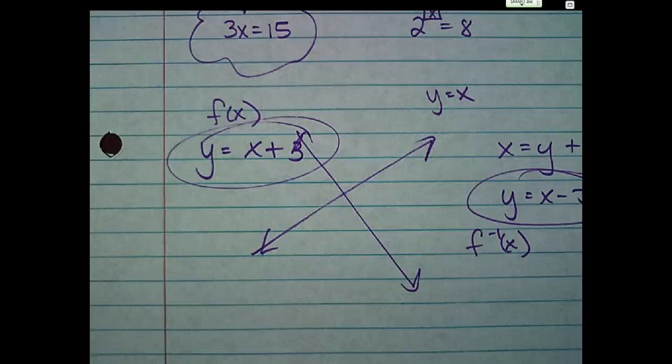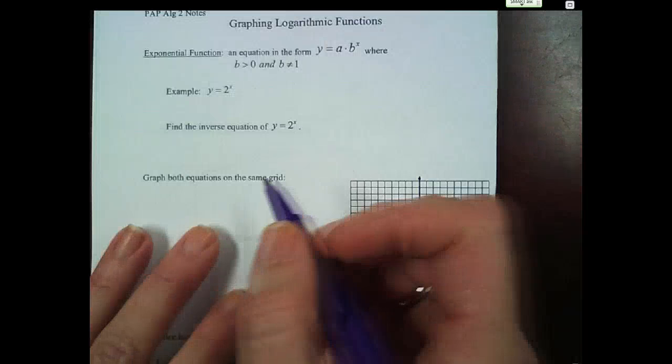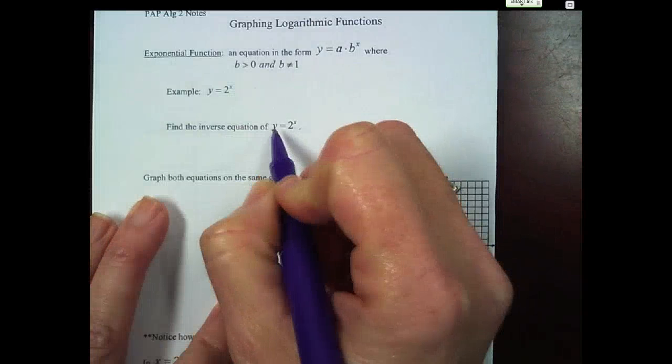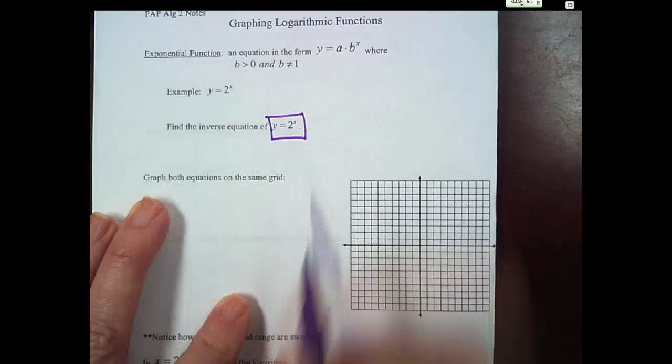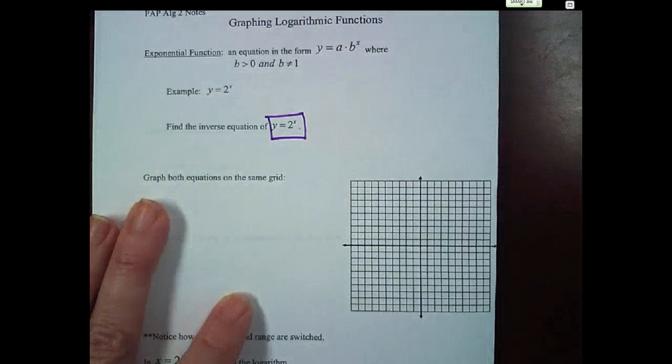Now, instead of with lines or quadratics, we're going to do it with logarithms and exponentials. Okay? The point is to show you that the inverse of an exponential will turn into a log, and the inverse of a log will turn back into an exponential. So right here, it says find the inverse. Here's my original function. This is your f of x. Okay, we talked about this before.